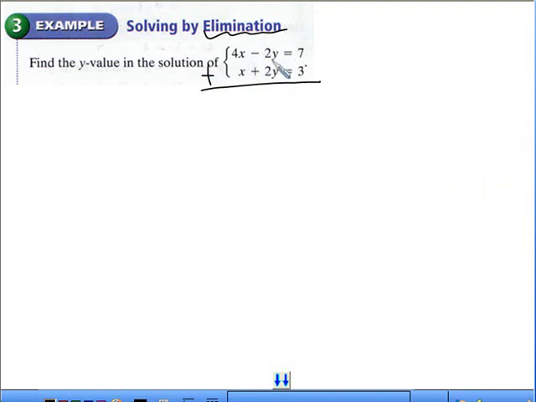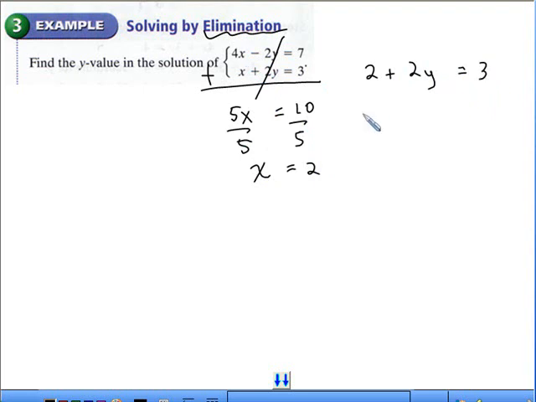So if I add these two equations together, these eliminate, I'm left with 5x is equal to 10. Divide both sides by 5, so x is equal to 2. Now that we know what x is, just plug it into either one of these equations and solve for y. So let's say we plug it into the bottom, so we'll get 2 plus 2y is equal to 3.